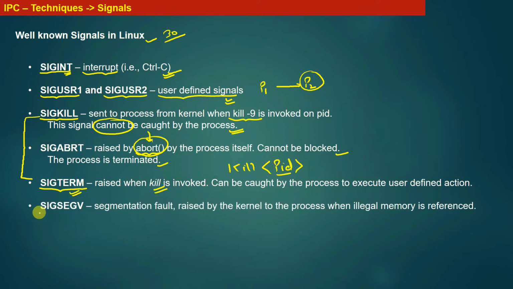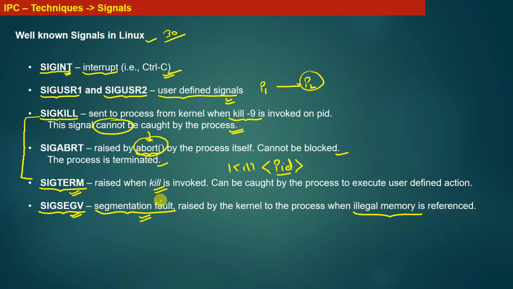Then the next signal is SIGSEGV signal. If you have ever written and executed a C program, you must have seen this segmentation fault error. Now, you will know why the segmentation fault error comes. Whenever your process attempts to access memory which is outside the virtual address space of the process, the operating system generates SIGSEGV signal and delivers this signal to the process which has attempted this illegal memory access.